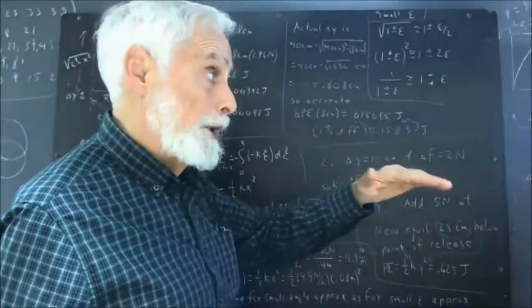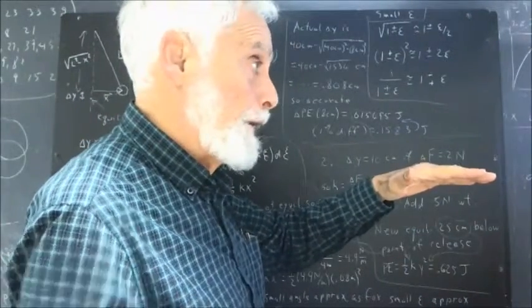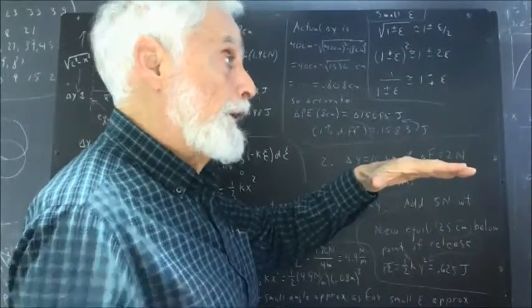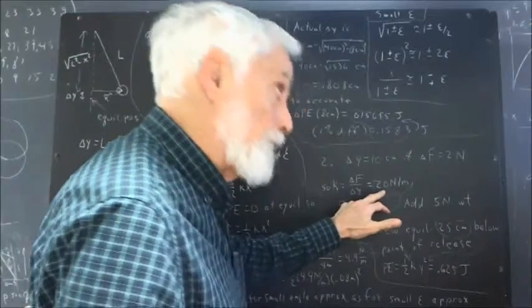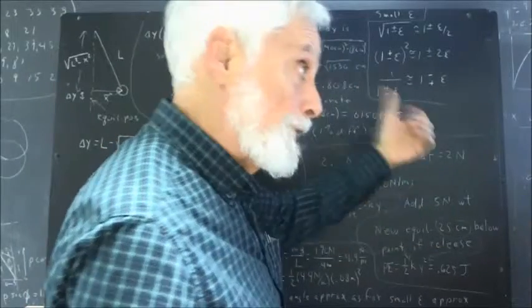So, what does that tell us? Well, here we are, 25 centimeters above the equilibrium point, releasing from rest. So we're 25 centimeters from equilibrium on a pendulum with this force constant and a total mass of 700 grams.